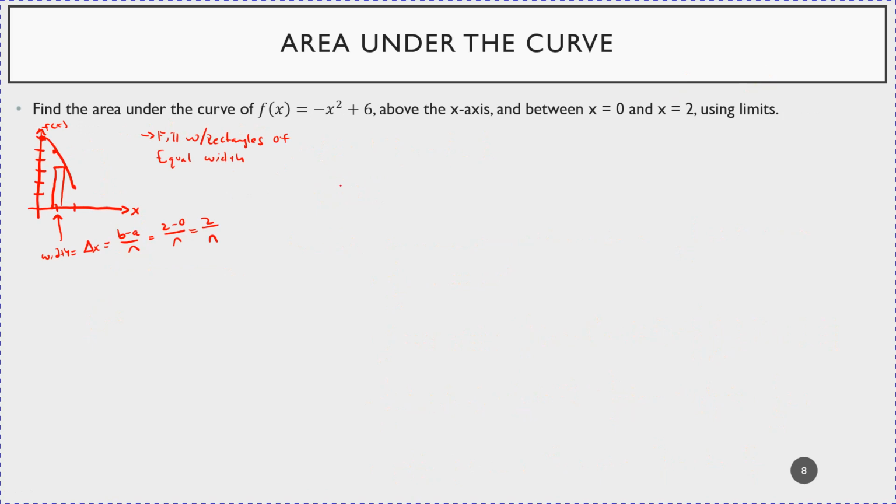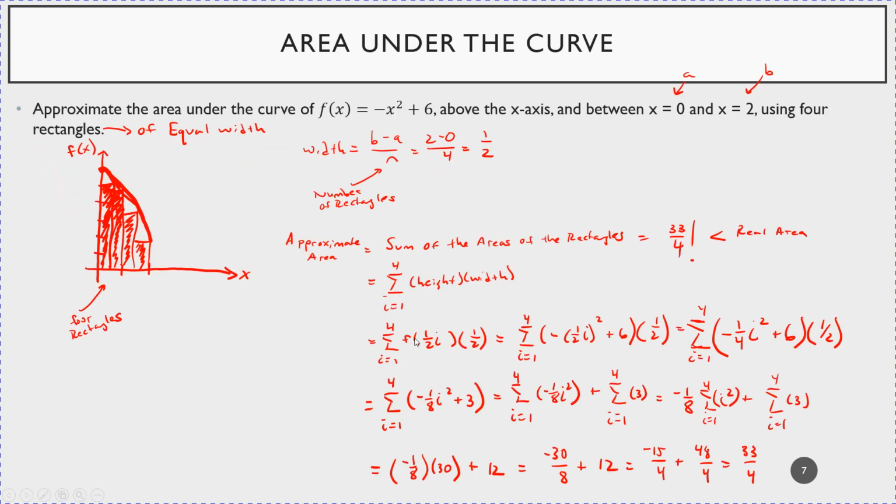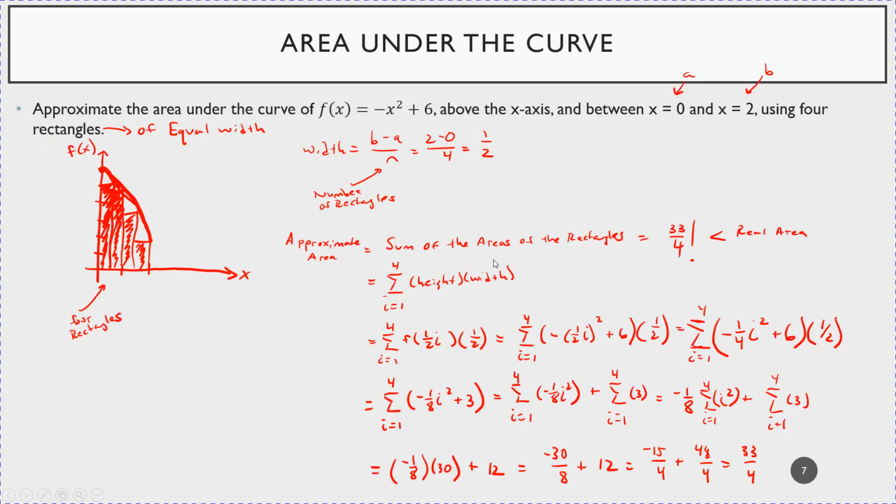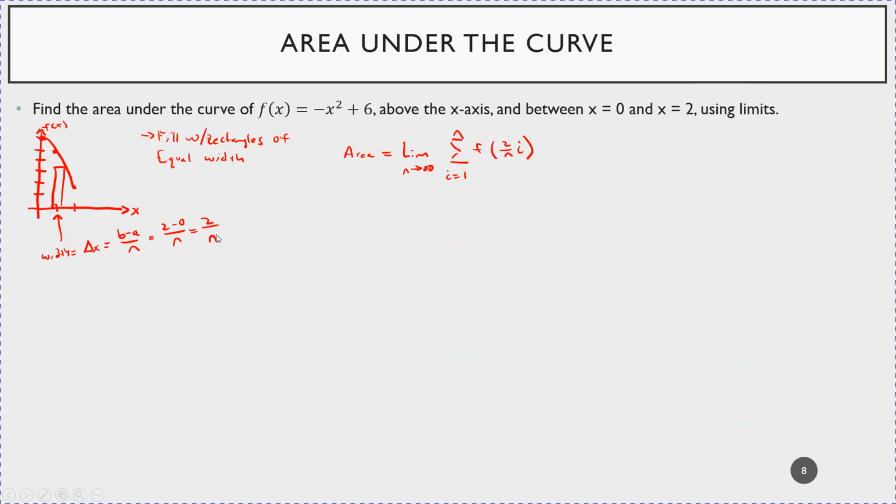Then what we're going to see, and this is where it gets crazy, is that the area equals the limit as n goes to infinity, because I want to have an infinite number of rectangles under there, because I want the width to go to 0, of the sum from i equals 1 to n of the height. Well, what was the height? It was whatever your width was times i. My width here is 2 over n, so it's f of 2 over n times i, times the width. In the earlier case it was 1/2, but over here the width is 2 over n.